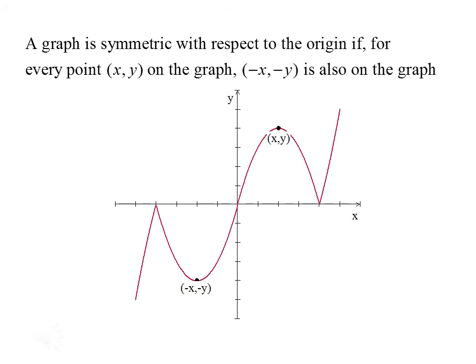Symmetry with respect to the origin is also called rotational symmetry. And what that means is if you took the graph and you rotate it 180 degrees, or turn it upside down, you would have the exact same graph. So symmetry with respect to the origin you can test by rotating the graph and seeing if you get the same thing.